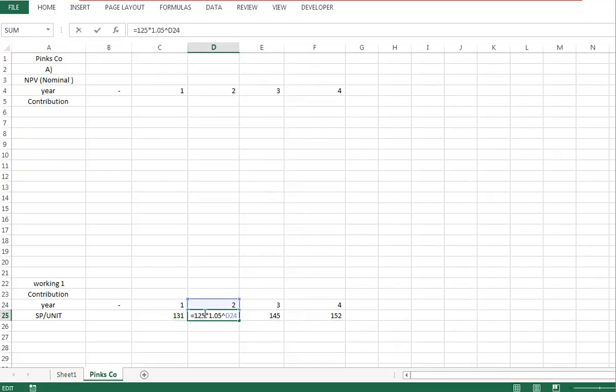So this one will be changed to 130. I'll change this one to 140. And I'll change this one into 120, right? So anything that you can do to save some time in examination, you should be doing it.